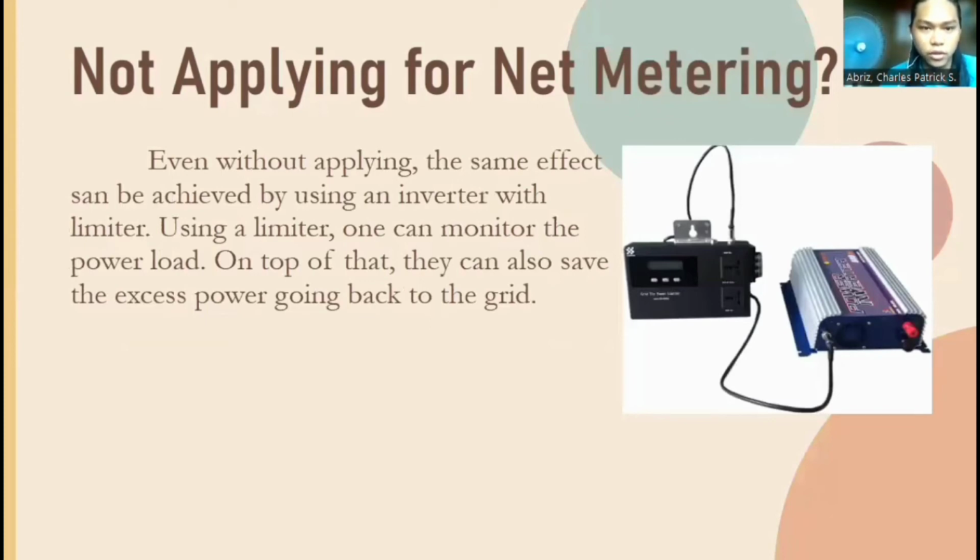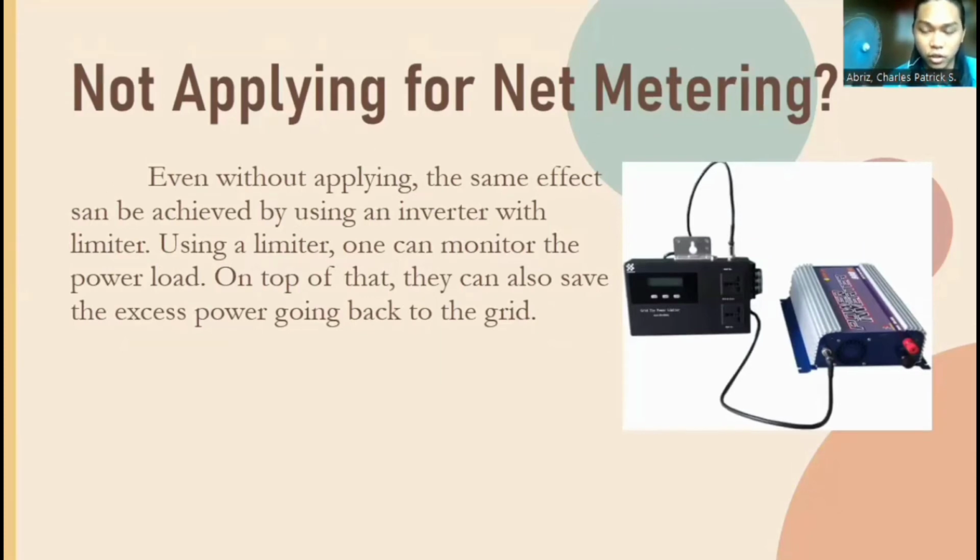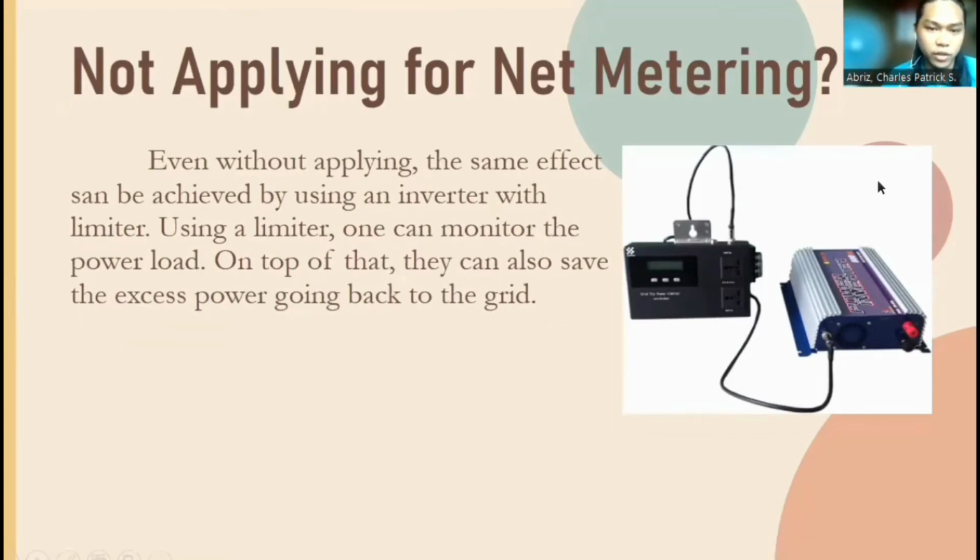So even without applying, the same effect can be achieved by using an inverter with limiter. So this limiter is important in cutting costs without the help of net metering. Using a limiter, one can monitor the power load, and on top of that, they can also save the excess power going back to the grid.